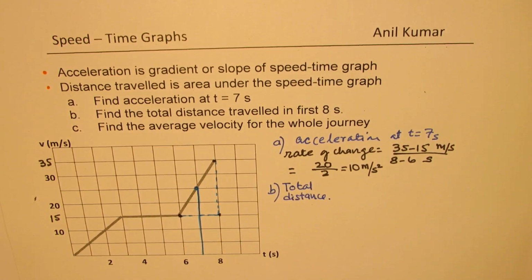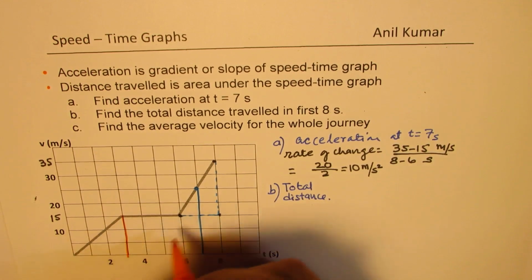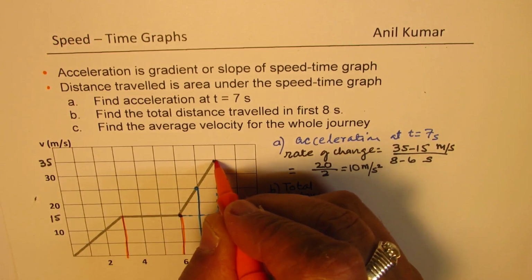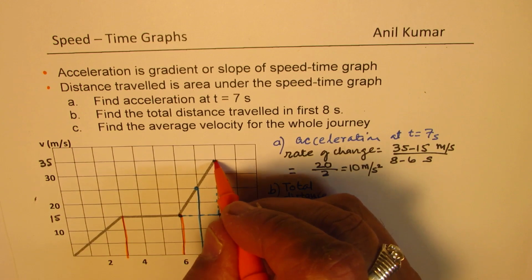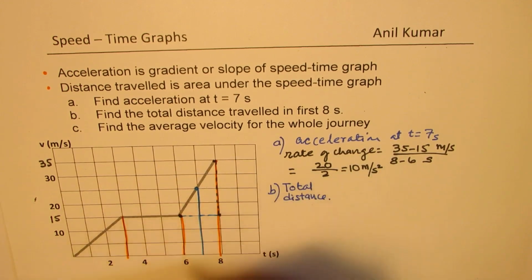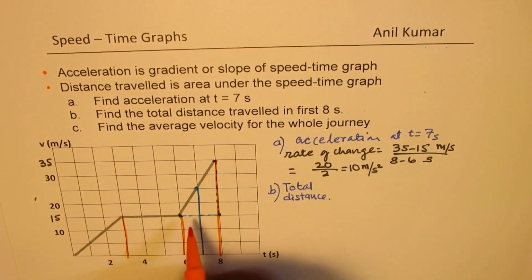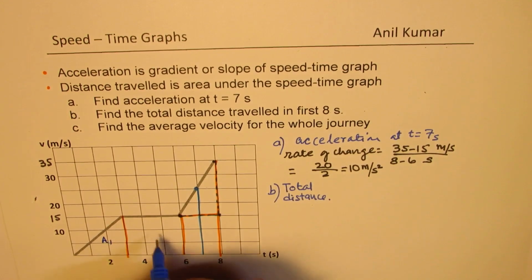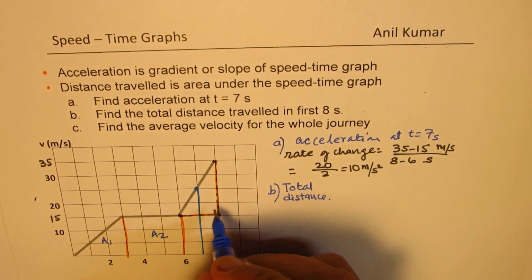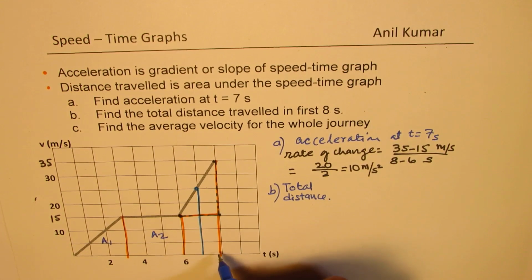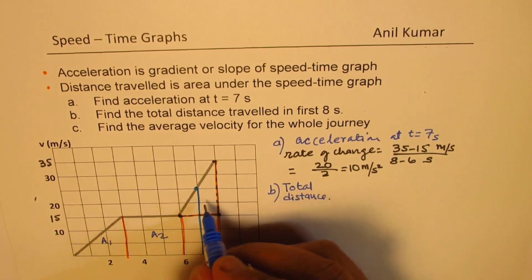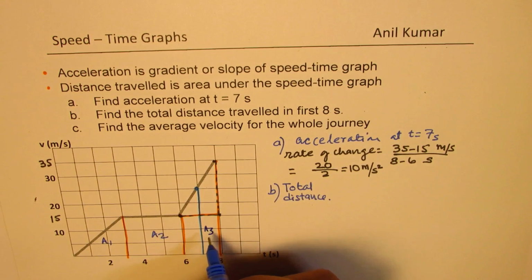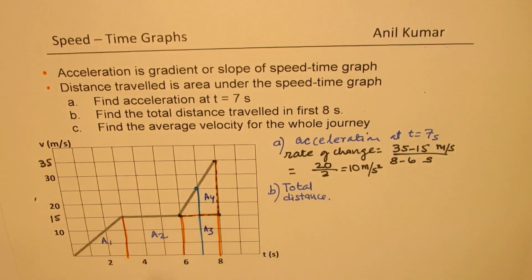To find the area, we could divide this into 3 portions, or rather you could do 3 or 4. You could use the area of a trapezoid, or we could do it like this. Let's do it in 4 portions. We'll find the area of each: area 1, area 2. You can use this trapezoid as such and find the area, or you can say A3 and A4. No harm, right? So let's find the area.